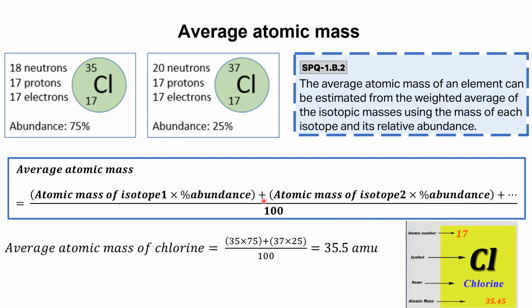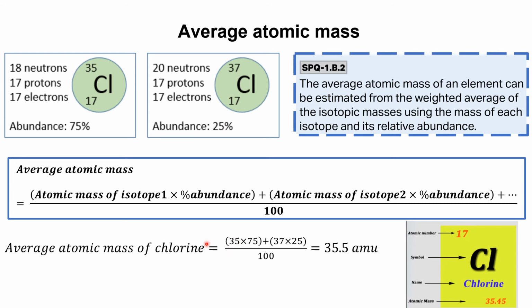However many isotopes the element has, we take the atomic mass of each isotope and multiply it with its percentage abundance, and so on. So let's try it for chlorine. In these images we can see that for chlorine 35 the abundance is 75% and for chlorine 37 the abundance is 25%. So we will take these two and calculate it.